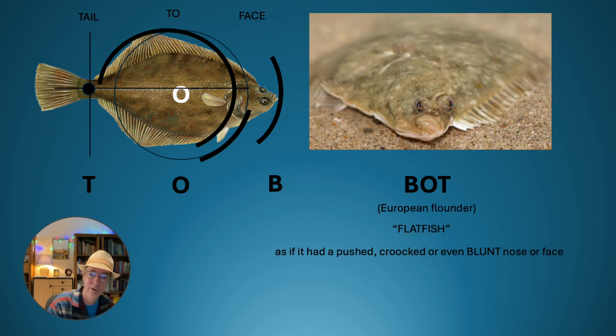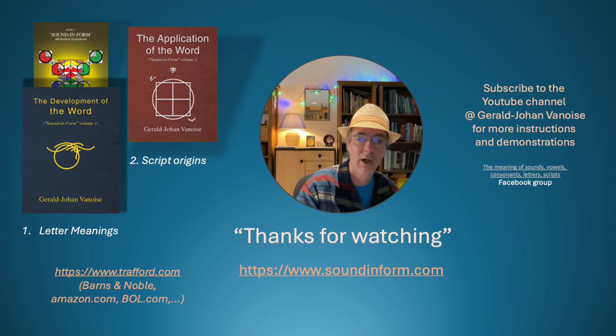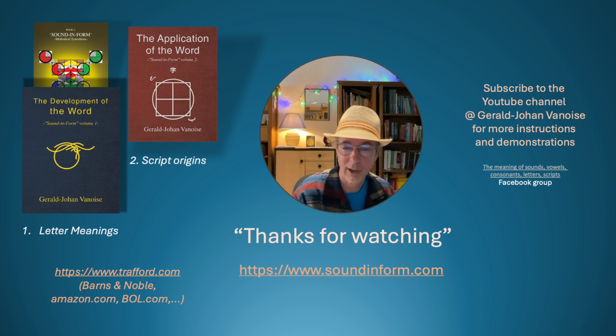And if you look even closer at how the fish looks, where it starts from the B, from that pressure there, you see also that it has such a pushed, crooked nose, and there you have the other word, the blunt nose or face. And B is that pressure point that goes to the side, pushed sideways, pushed aside, and that again fits with that fish.